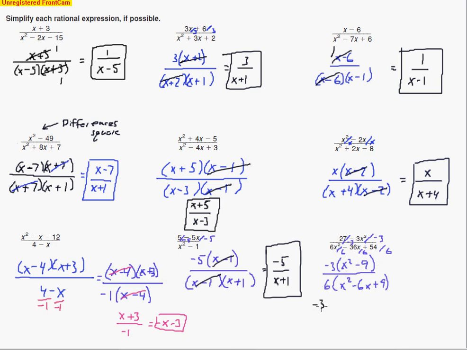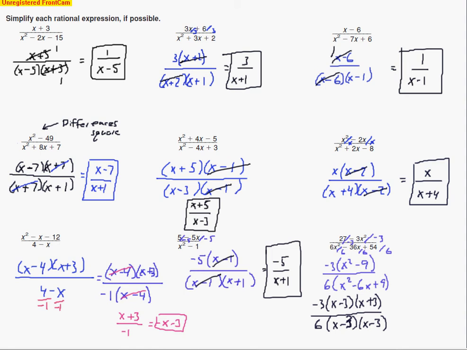And so let's go ahead and rewrite what we've got. Negative 3 factors to an x minus 3 and an x plus 3. Numbers that multiply to make negative 9, subtract to make 0. And down below we got that 6 still, and we got an x minus 3 and an x minus 3. Numbers had to multiply to make a positive 9, but add to make negative 6.